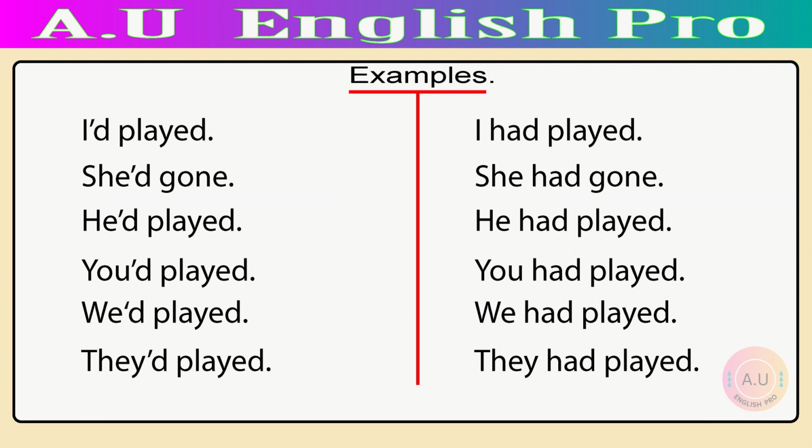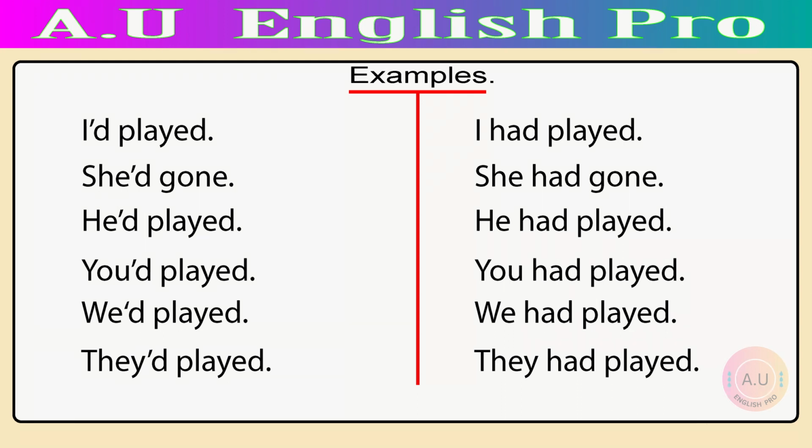Friends, our first example is I'd played. So in this sentence we have used the third form of the verb, so you can easily understand the full form of this contraction is like I had. Let's see another example. She'd gone. So friends, in this sentence we have used the third form of the verb, so we can easily recognize that this contraction shows the full form of she had.